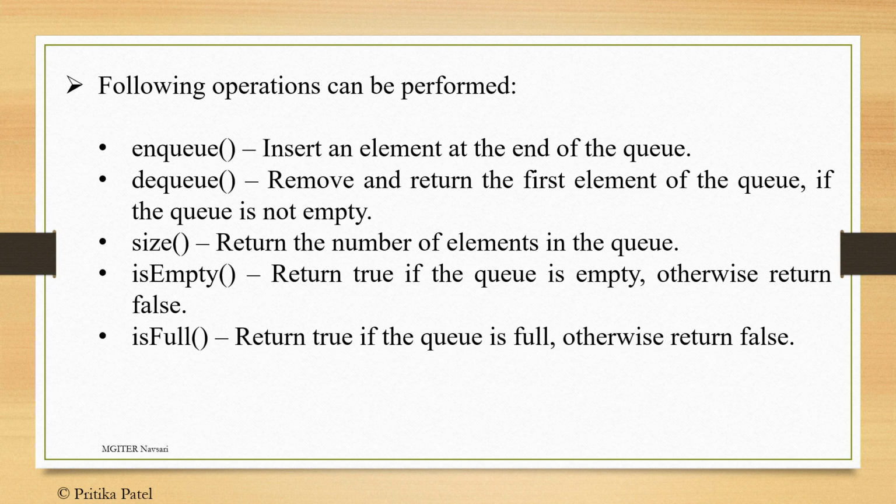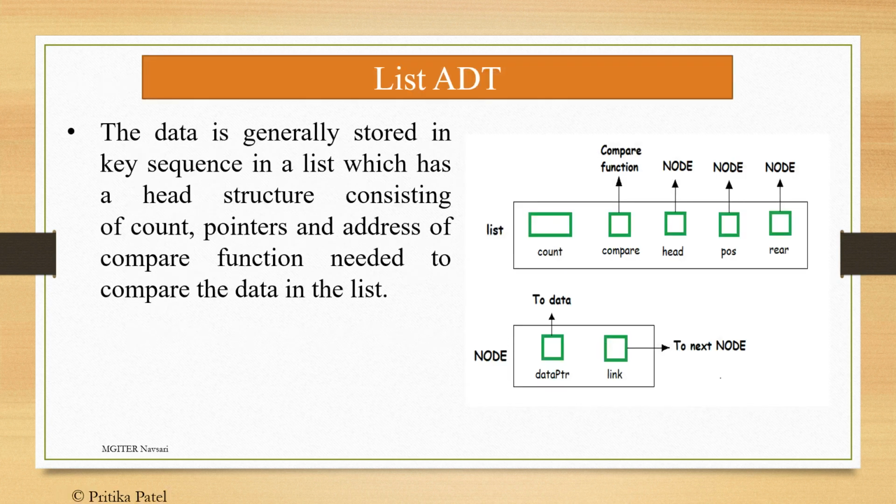Then next is size operation. It returns the number of elements in the queue. Then next is empty operation. It returns true if the queue is empty, otherwise it returns false. Then next is full operation. It returns true if the queue is full, otherwise it returns false. So these are all the operations which we can perform on queue ADT.